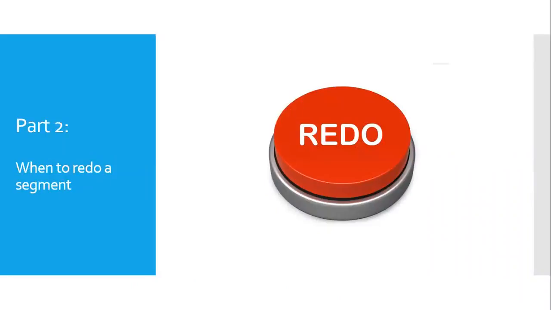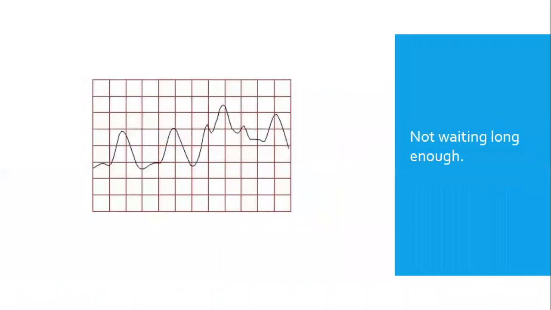Part 2. When to redo a segment. An example of a PVR that was captured too early can be found on this slide. Notice that no steady pattern has formed and the waveforms appear jagged. This does not qualify as a diagnostic waveform and requires a retest of the segment.